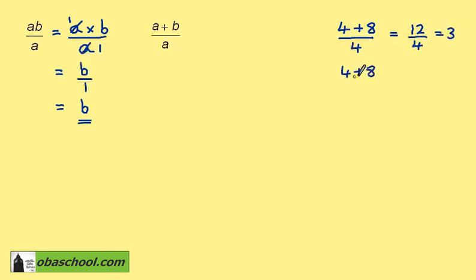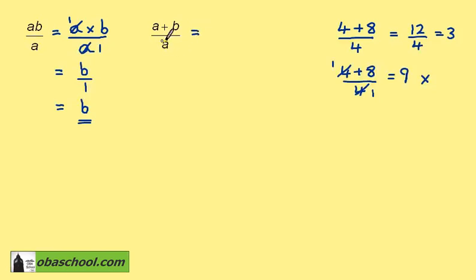But if we did the example again and cancelled the 4's, this would be 1 plus 8, which is 9. That's incorrect, so we can see in this situation we can't just cancel the 4's. Therefore we can't cancel the a's here.